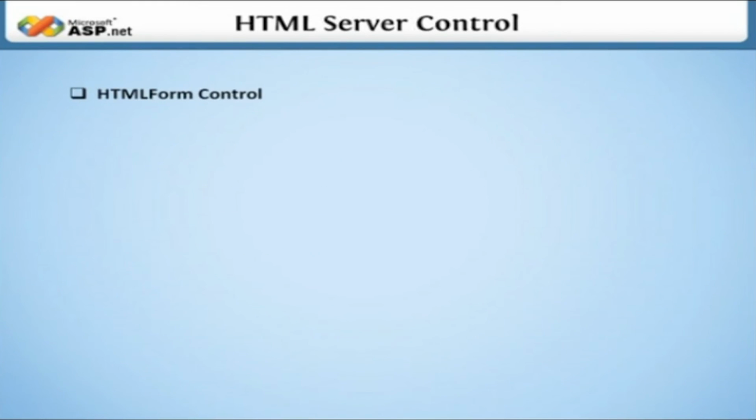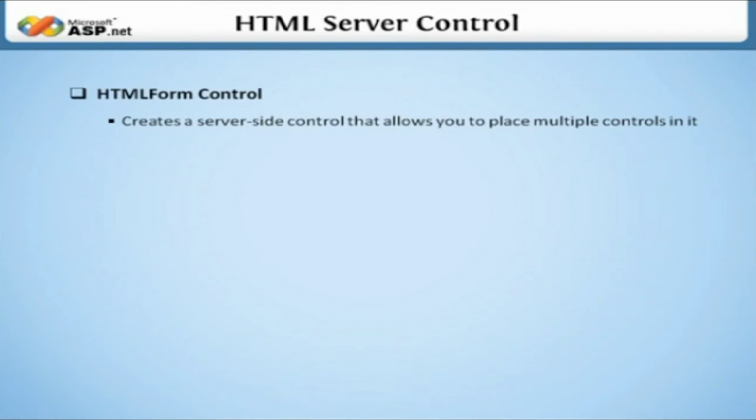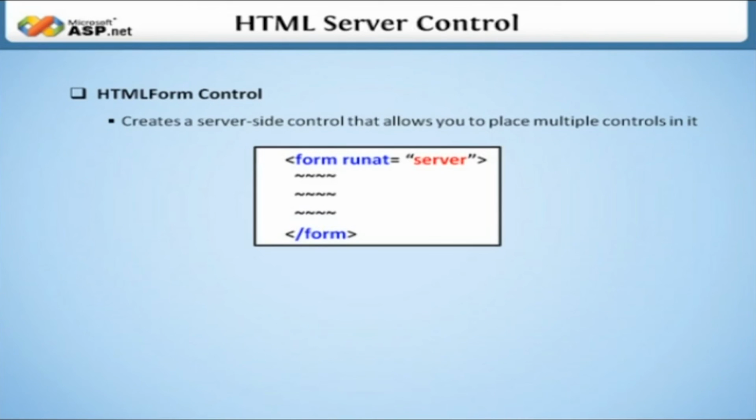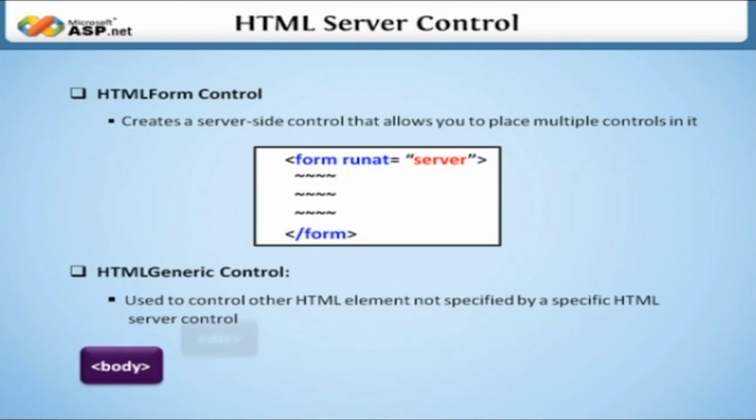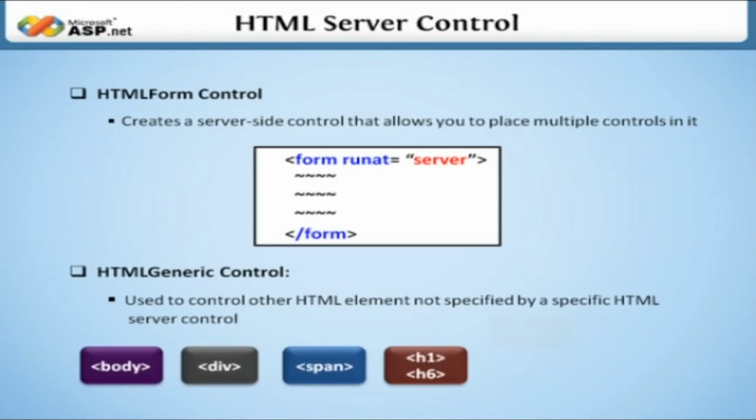Next off, we have HTML form control. This creates a server-side control that allows you to place multiple controls within it. Syntax for creating the HTML form is as follows. And we have HTML generic control. The HTML generic control is used to control other HTML elements not specified by a specific HTML server control, like body, div, and span, as well as headers such as H1 to H6, and even paragraphs, and the list goes on.